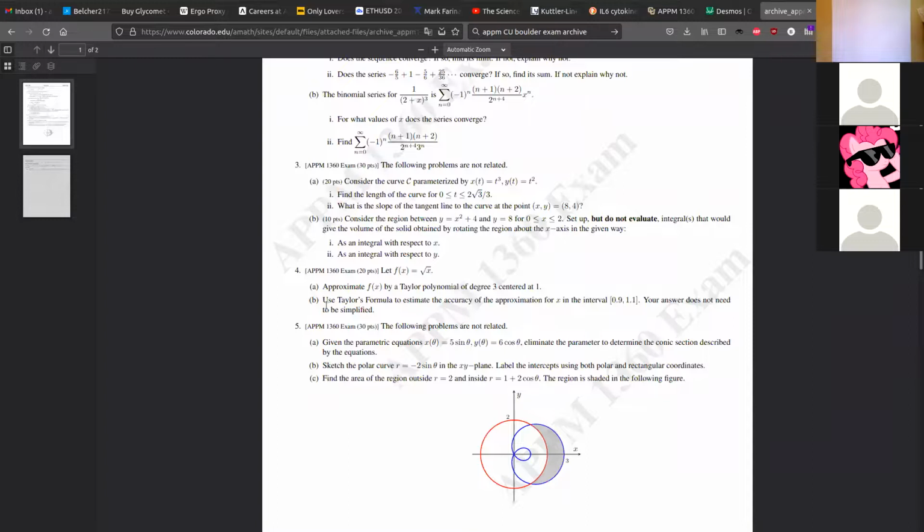There we go. Yeah, use Taylor's formula to estimate the accuracy of the approximation for x in the interval 0.9 to 1.1. Your answer does not need to be simplified. So let's write that down real quick. We've got square root of x and Taylor polynomial of degree 3.